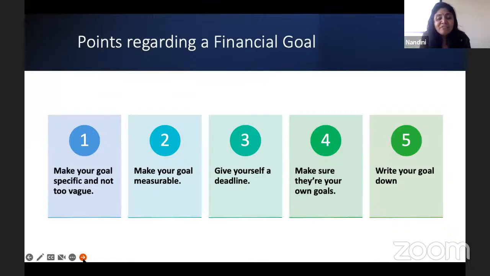I should lead a comfortable life and I should be able to spend at least a lakh of rupees every 6 months. So I have this specific 1 lakh rupees every 6 months for my travel plans, right? So make it specific. How much do you want to have, and what do you want to have it for? And make your goals measurable.